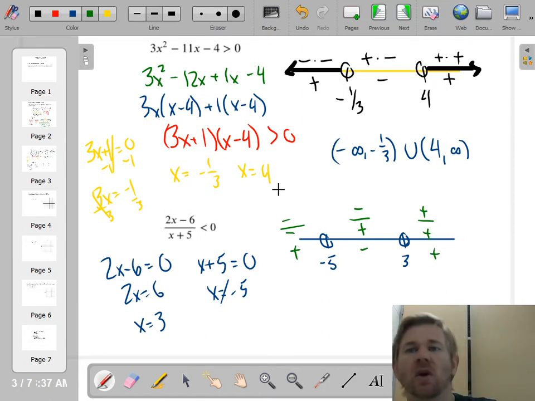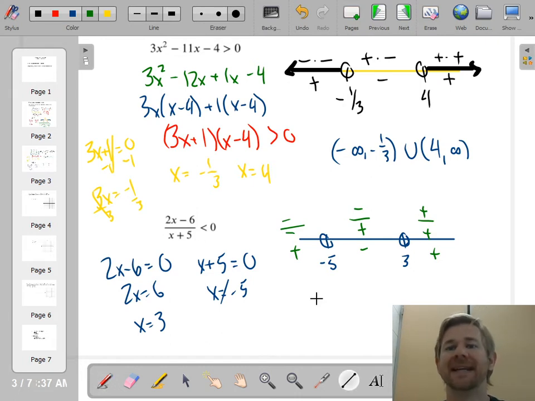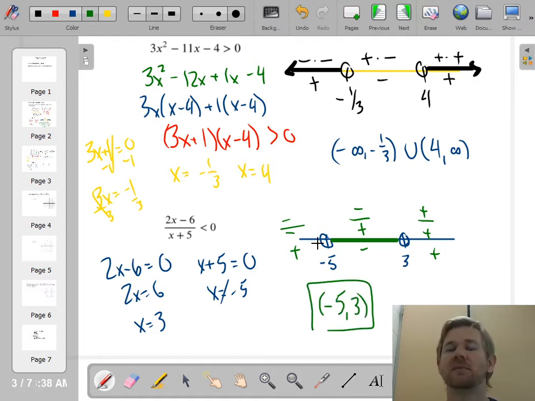Okay. So what do we want? We want the interval that is negative, so we will shade in the middle, and then in interval notation we're going from negative 5 to positive 3, and those are both in parentheses. That's not an ordered pair, that's interval notation.